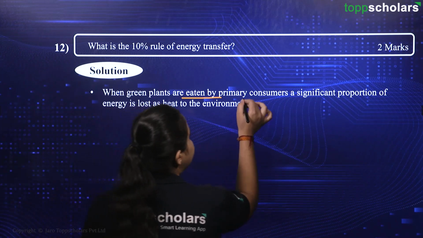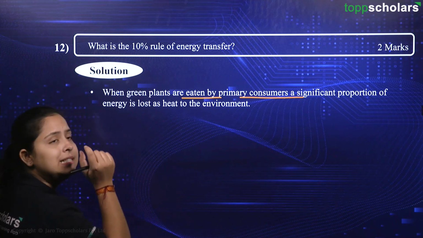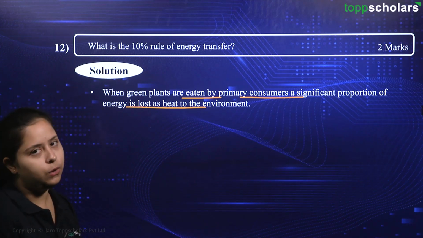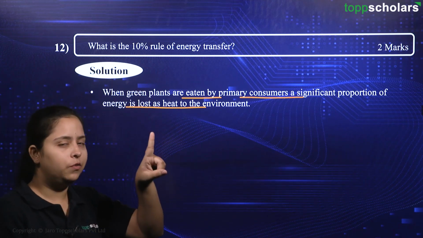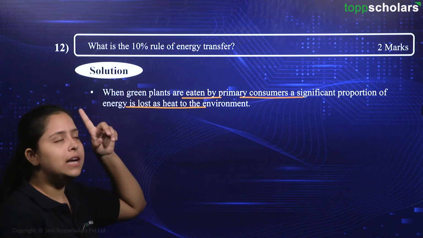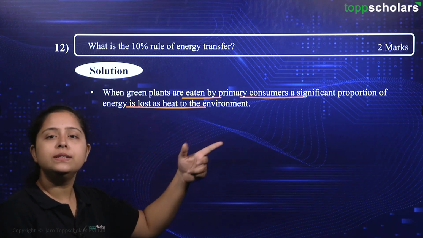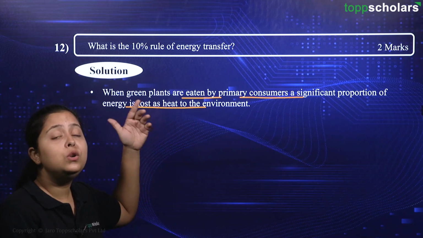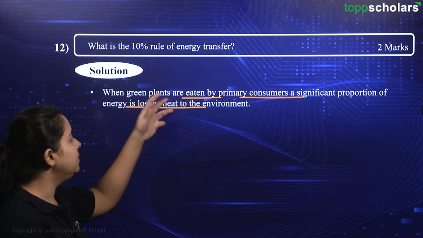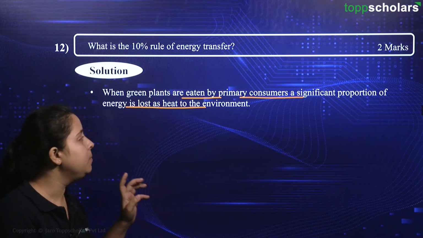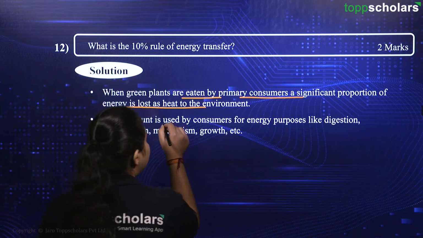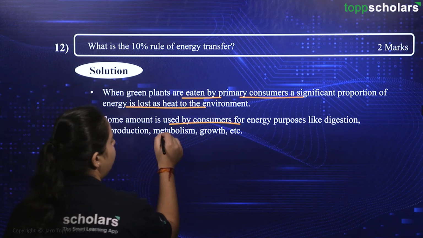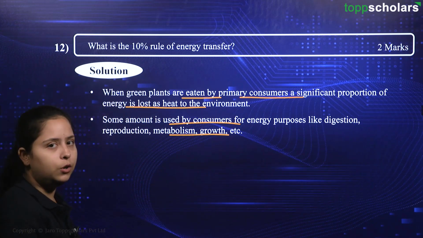When green plants are eaten by primary consumers, a significant proportion of energy is lost as heat to the environment. We are talking about the very first trophic level, the producers. Producers fix carbon dioxide, use inorganic materials and produce food. But in this process, they also lose a significant amount of energy as heat to the environment. Then some amount is used by consumers for energy purposes like digestion, reproduction, metabolism, growth, etc.